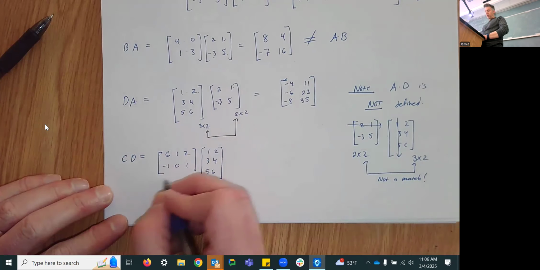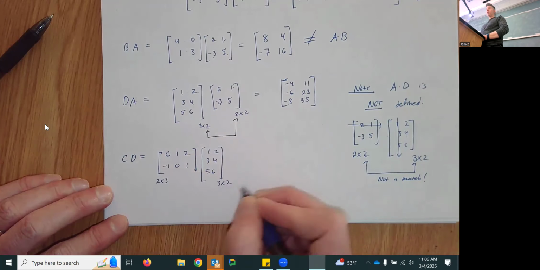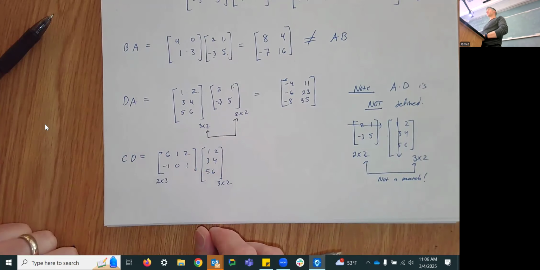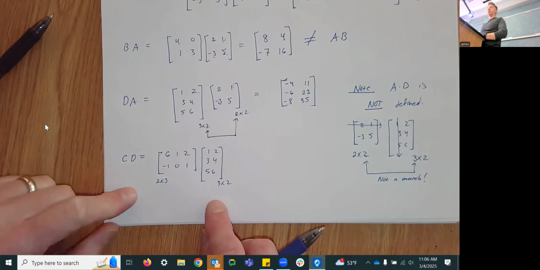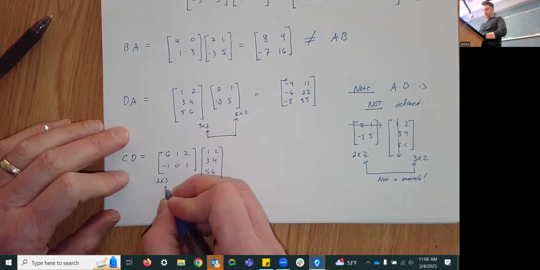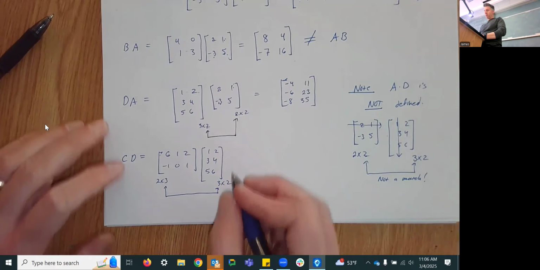C is a 2 by 3. D is a 3 by 2. The inner dimensions match. And the resulting matrix is going to be what size? 2 by 2, because the resulting matrix is going to have the outer dimensions. So the inner dimensions have to match, and the outer dimensions are the size of your resulting product. So go ahead and multiply this out.